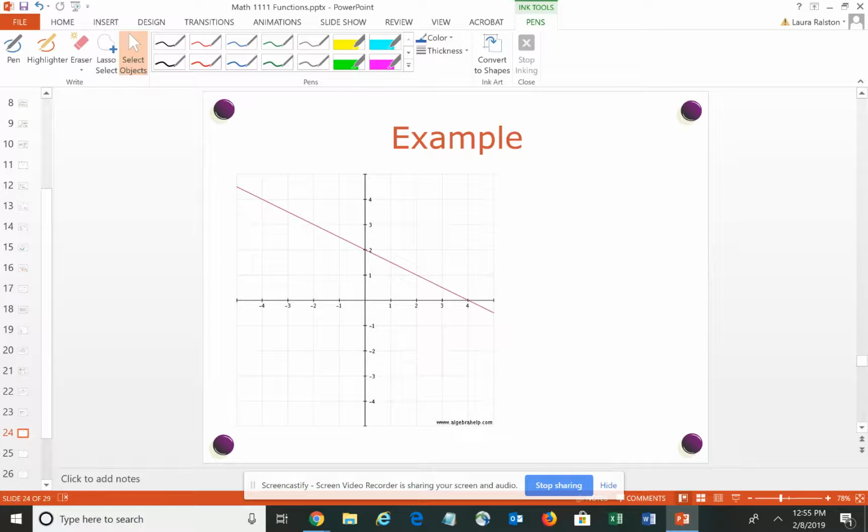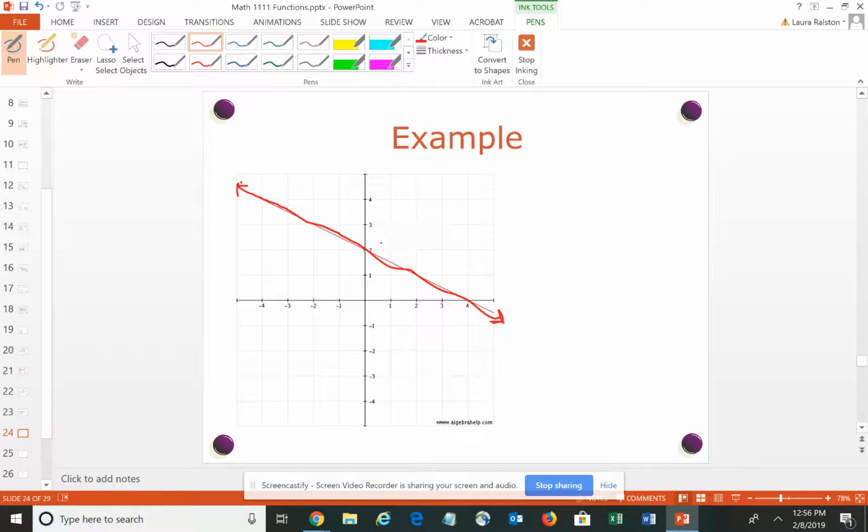So let's take a look at this example. What you want to focus on is this red line. And I'm going to go ahead and highlight it a little bit better where you can see it. Sorry, that's a little crooked. Okay, so we're focusing on that line. Now, this was a computer-generated graph, so we have to assume that there are arrows on the end.